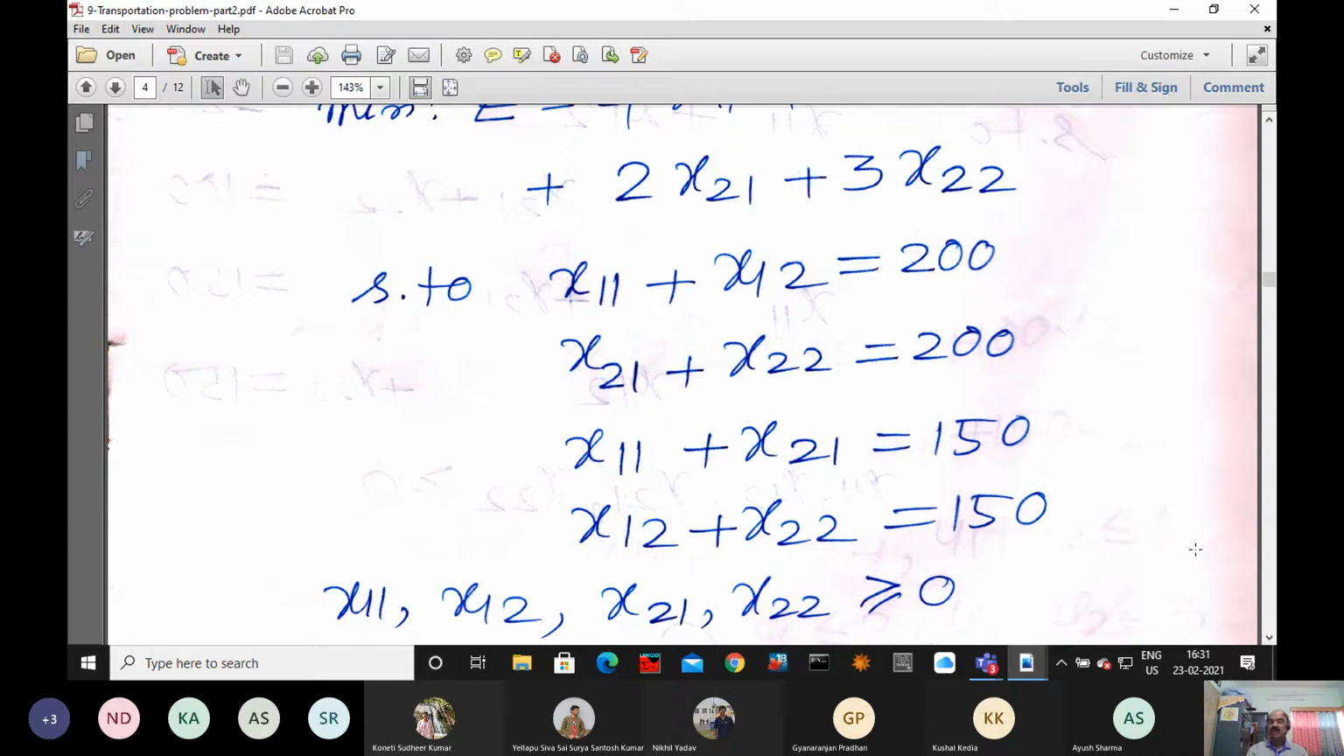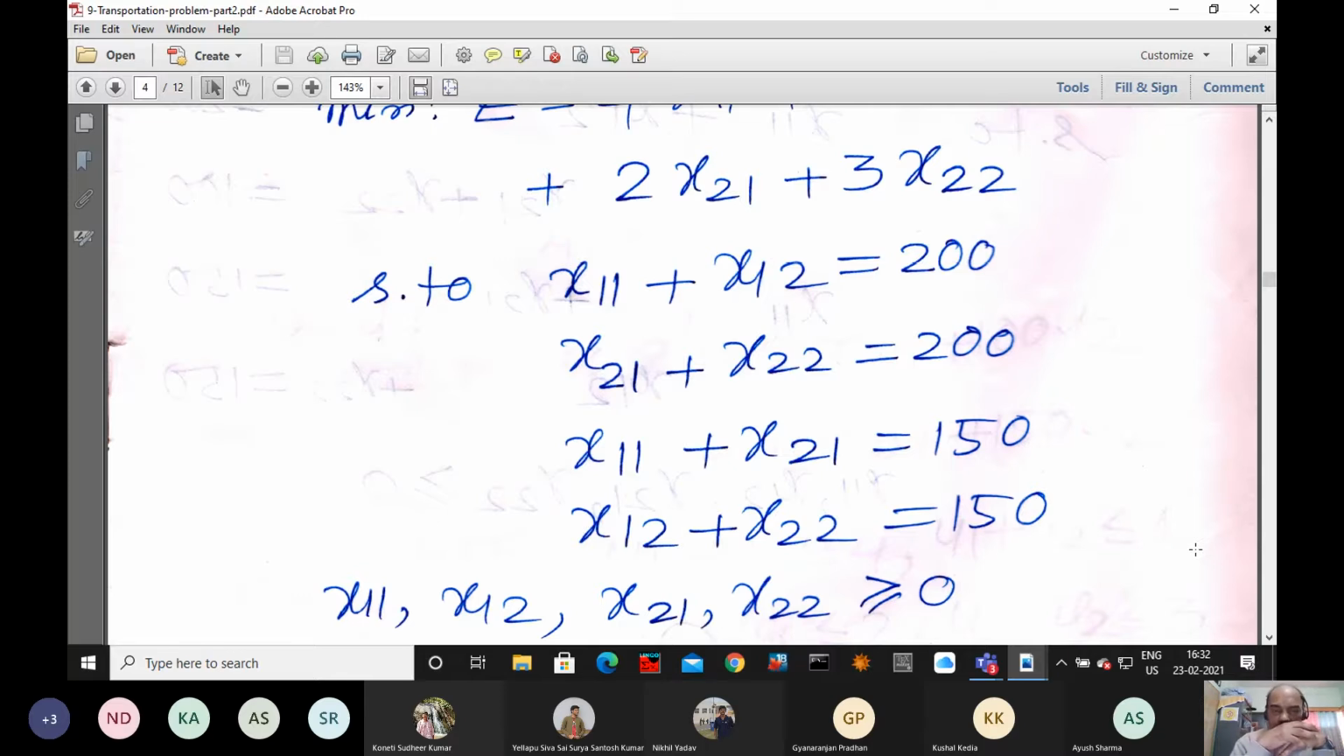See, this is a balanced transportation problem. Since this is a balanced transportation problem, out of 4, if you consider any 3, they will be linearly independent. So out of 4, any 3 you consider, they will be linearly independent. So we cannot take 4, we will take only 3 and solve. Okay. So can you find a solution to this problem? Anybody? A very simple elementary problem. Can you find a solution?